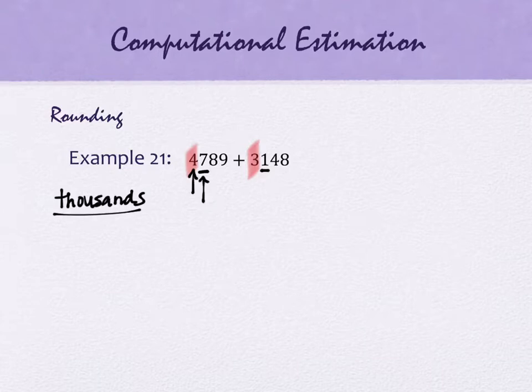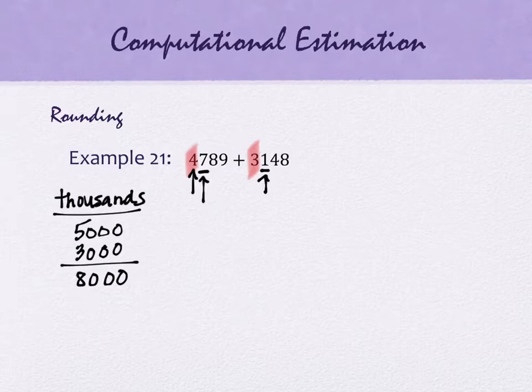In general, what we do is if the number after the place we're trying to round to is 5 and up, we round up. And if it's 4 and down, we round down. So this 4,789 will become 5,000. And then the 3,148 will become 3,000 because the number after the 3 was a 1. So we would round this down to 3,000. So rounding to the nearest thousands, it's about 8,000.